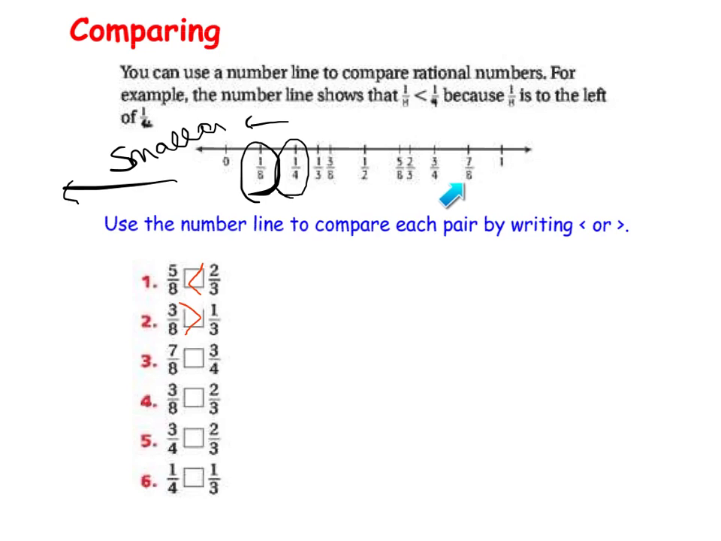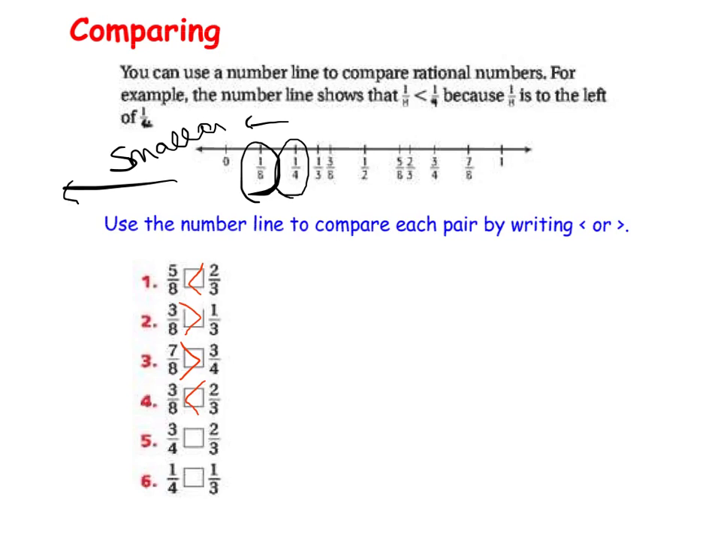Then the next one, 7/8 compared to 3/4. Here you can see 7/8. Here you can see 3/4. So 7/8 is bigger than 3/4, so 7/8 is greater than 3/4. Then we have 3/8 and 2/3. 3/8 is right here. 2/3 is over here, quite a ways to the right. So we know that 2/3 is bigger than 3/8, or 3/8 is smaller than 2/3.